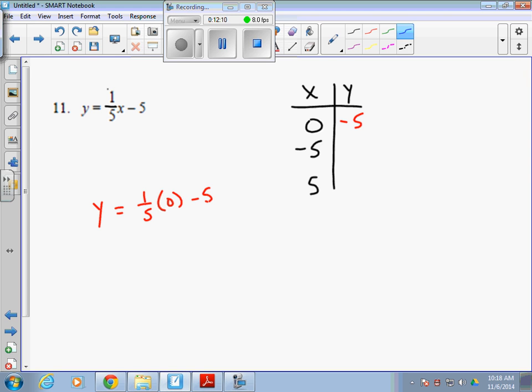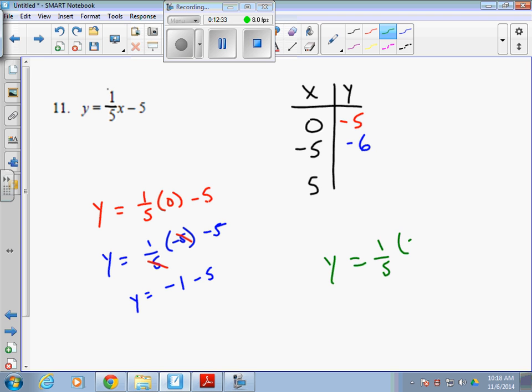When you plug in y equals 1/5 times -5, these are going to cancel each other out, and it's going to leave you with -1 minus 5. So y's value is -6. And when you plug in +5, y equals 1/5 times 5 minus 5. These are going to cancel each other out again, and it'll leave you with y equals 1 minus 5. And again, 1 minus 5, y equals -4.